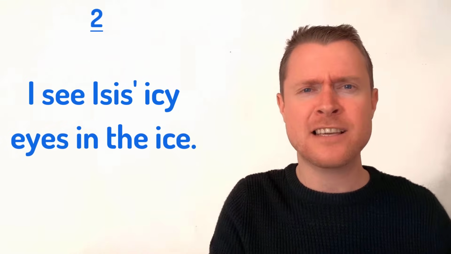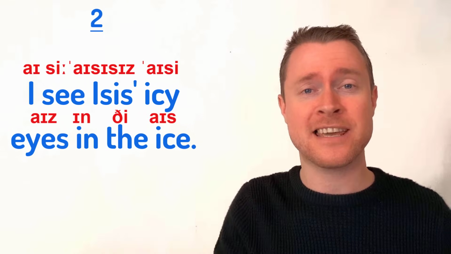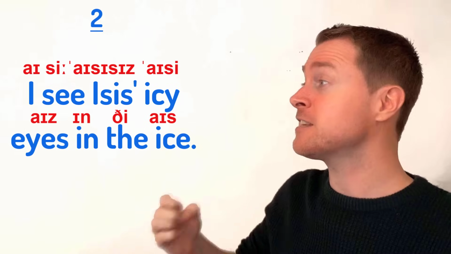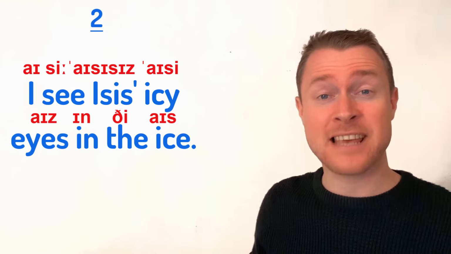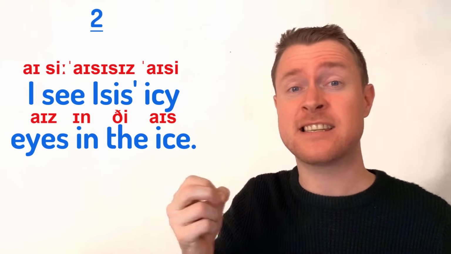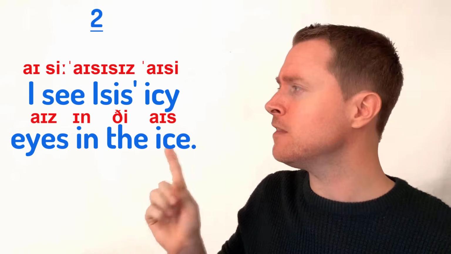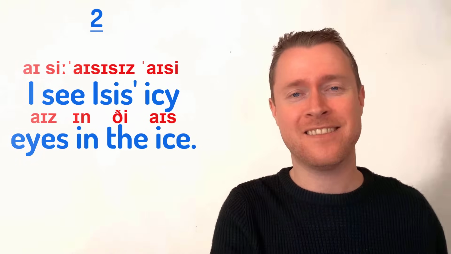Okay, we're going to finish with one final tongue twister and I want you to see if you can get this right because it's a crazy tongue twister and it's super hard. I see Isis's icy eyes in the ice. Okay, practice that and you should get that I and I sound perfect. Isis's icy eyes in the ice. Okay, I see Isis's icy eyes in the ice.